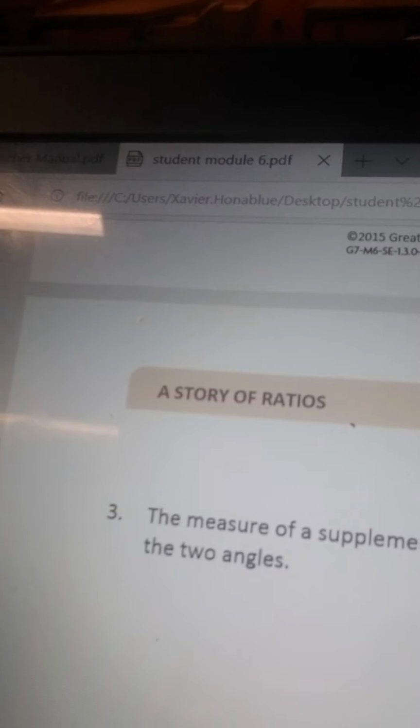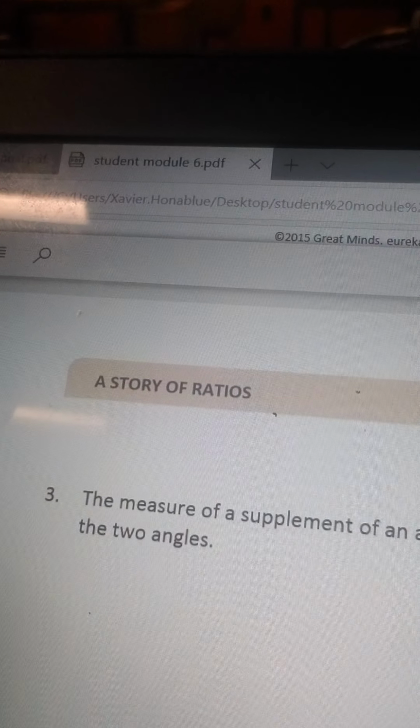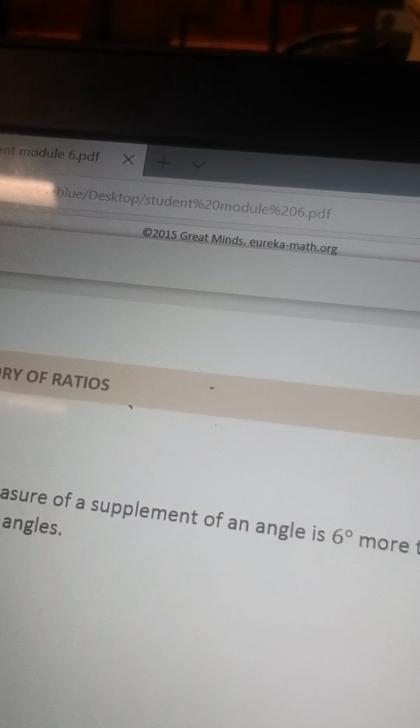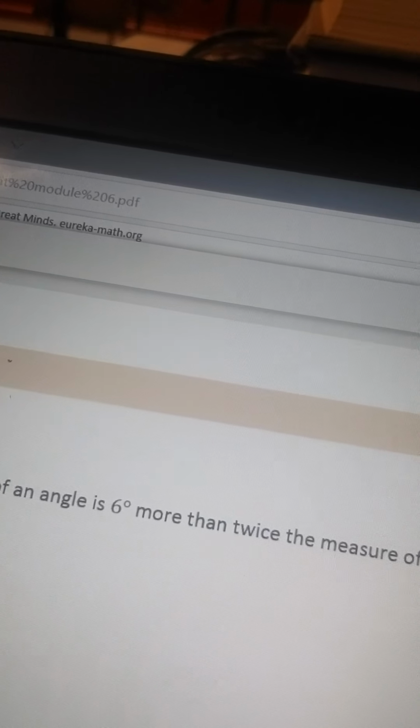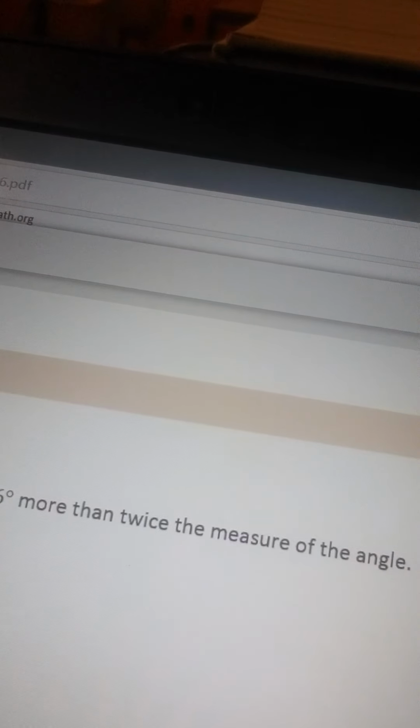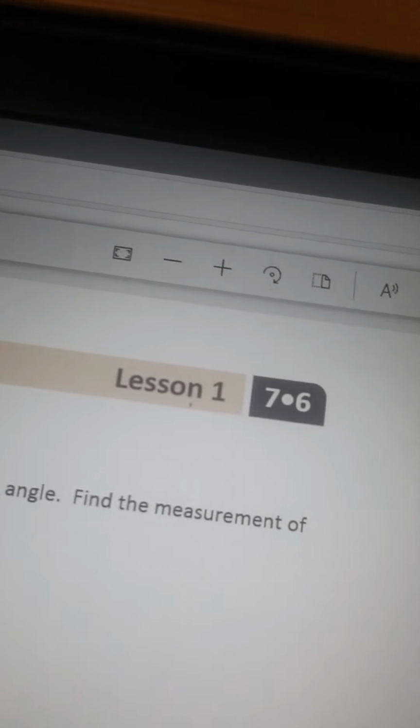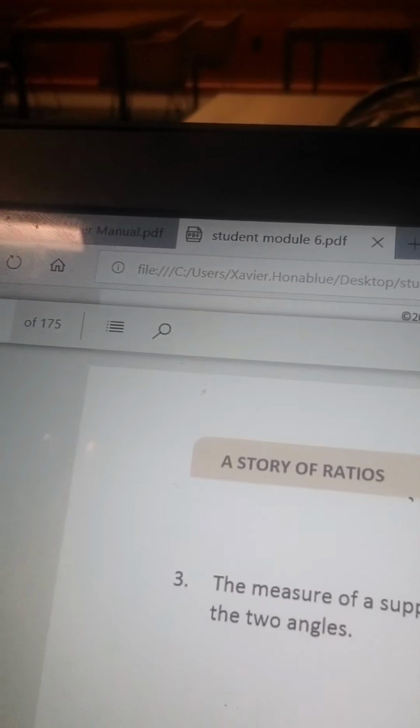Okay, so scrolling down, that's the problem we just solved. This is going to be our classwork for today. Turn it in, and then number 4 is going to be our homework. So let's look at the classwork. The measurement of a supplement of an angle is 6 degrees more than twice the measure of the angle. Find both angles. Okay. How does that look?